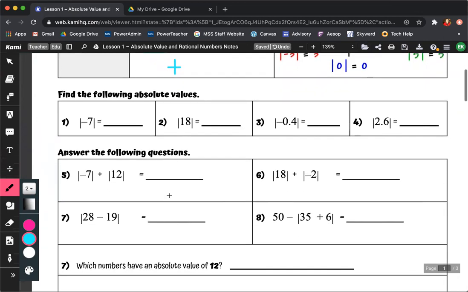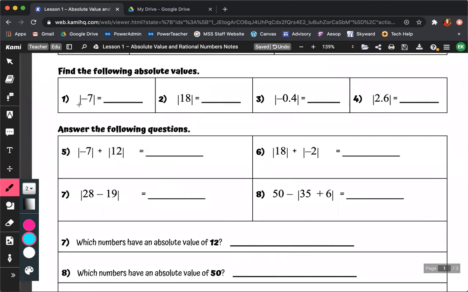So when we're finding the absolute values, the absolute value of -7 is 7. It's 7 away from 0. The absolute value of 18 is 18, not -18. It's 18 away from 0. The absolute value of -0 and 4/10 is 0 and 4/10. The absolute value of 2 and 6/10 is 2 and 6/10.